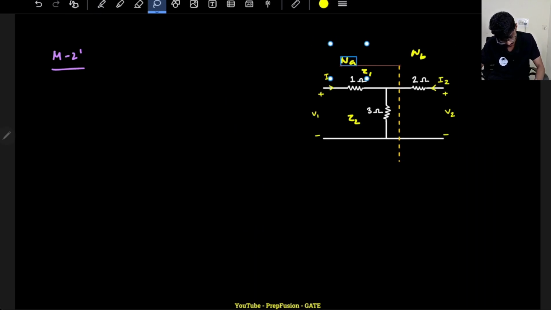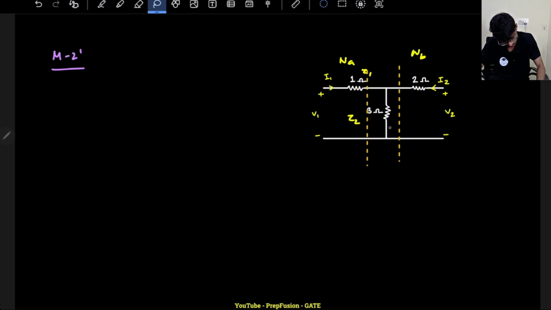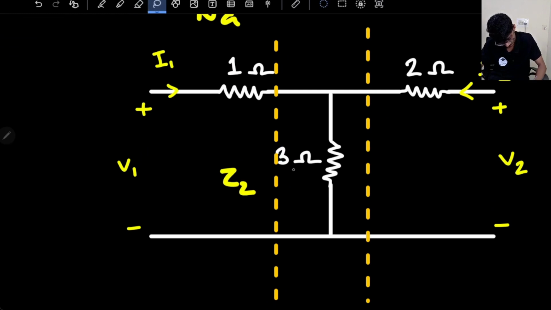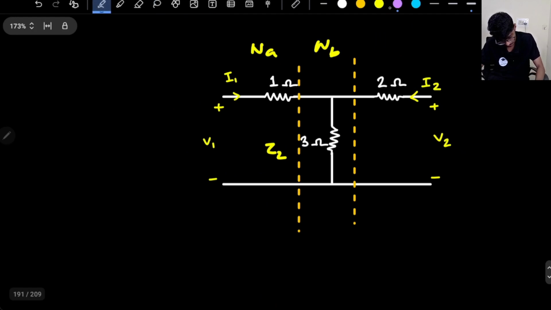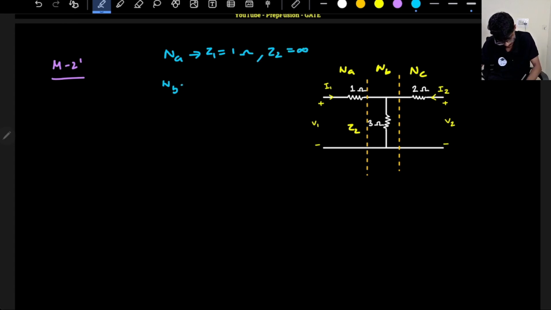So this one will be network A, and I will break it even further into 3 networks. This one will be network B, and this one will be network C. So in the first network, for network A, the Z1 will be 1 ohm, but Z2 will be infinity. For network B, the Z1 will be 0 ohms, the Z2 will be whatever finite value they have given, that is 3 ohms.